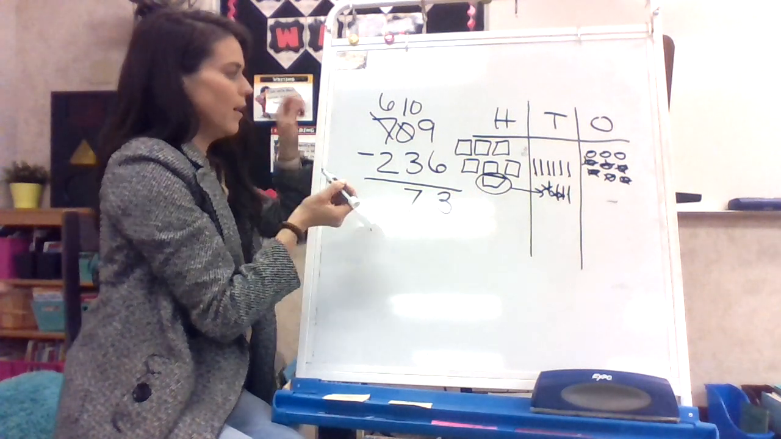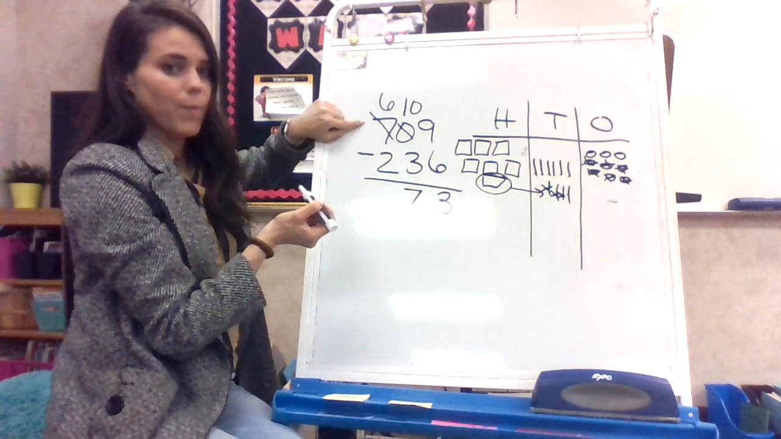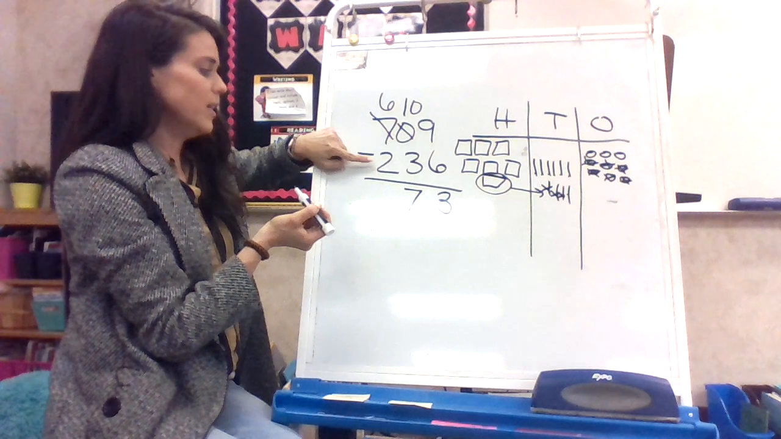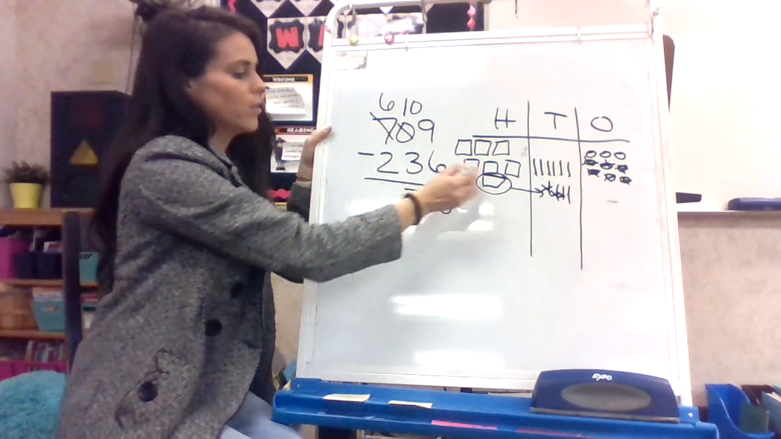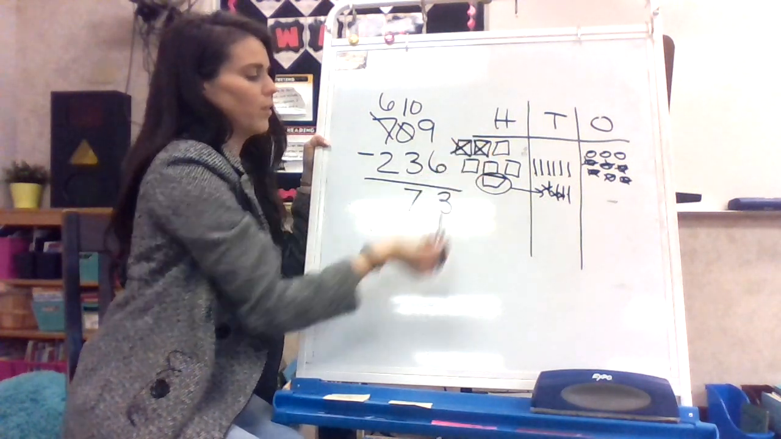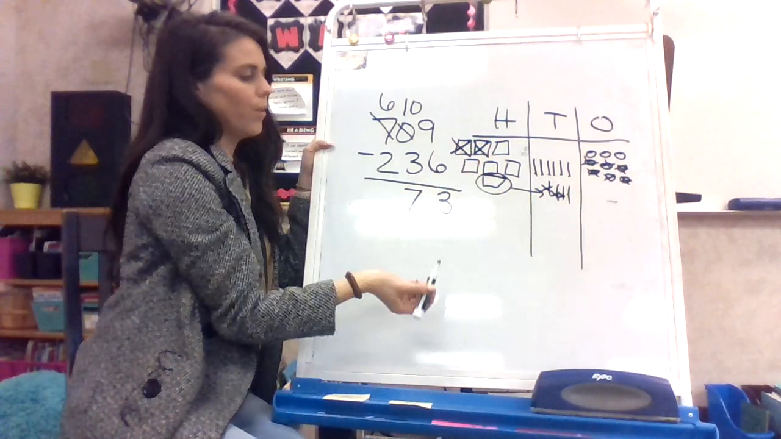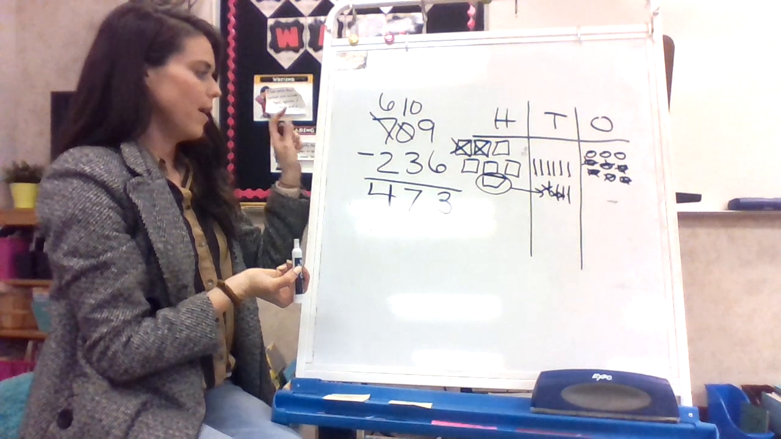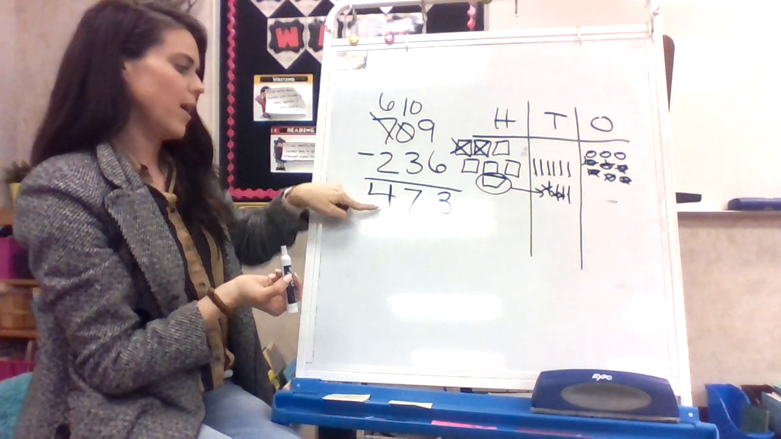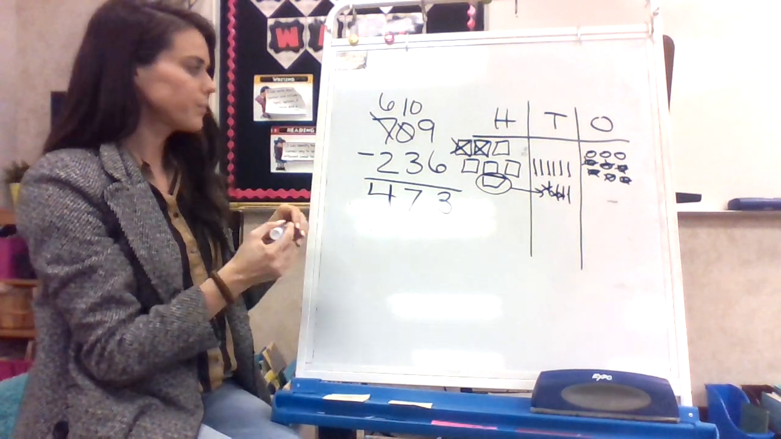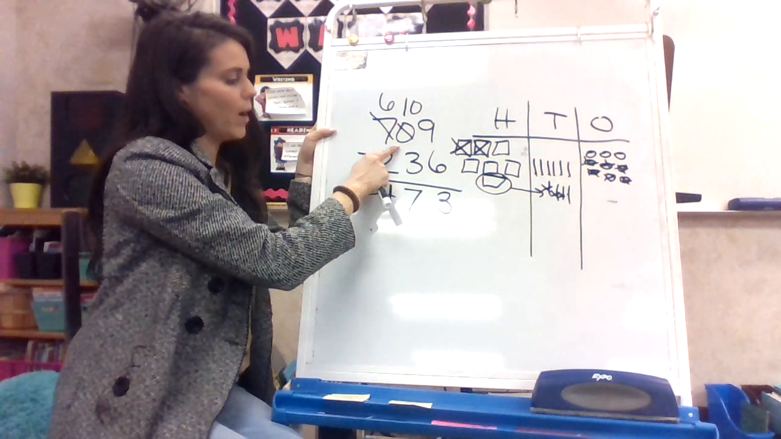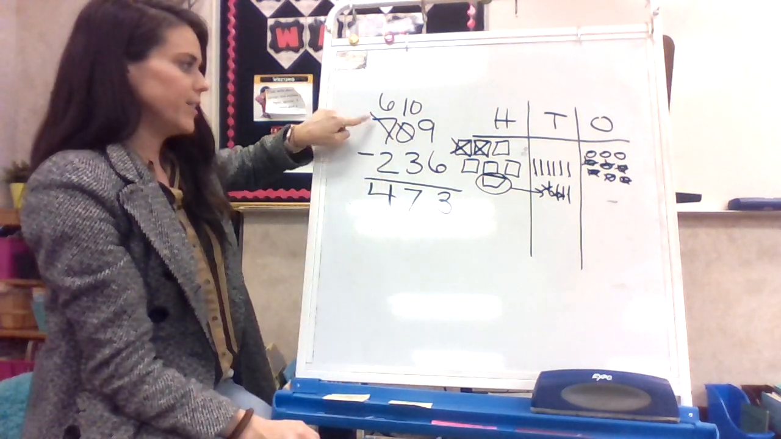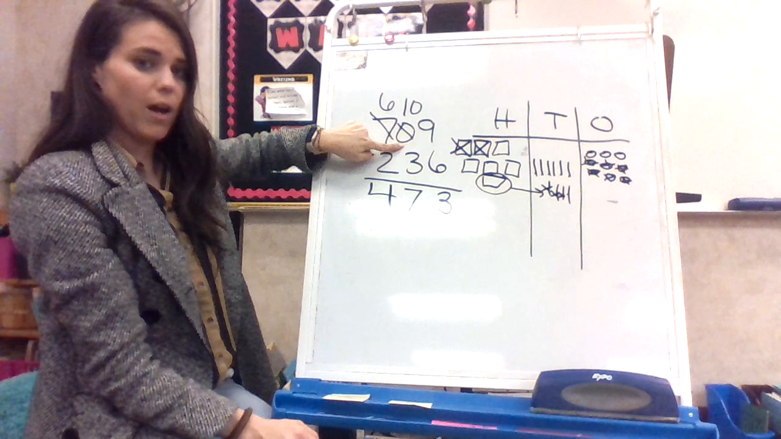Now we're going to come over here, and we can see there is more on top. We do not need to stop. We can take away 2 from 6. So we're going to cross out 2 hundreds blocks from 6 of them total. Now we have 1, 2, 3, 4 left. So now our answer is 473.